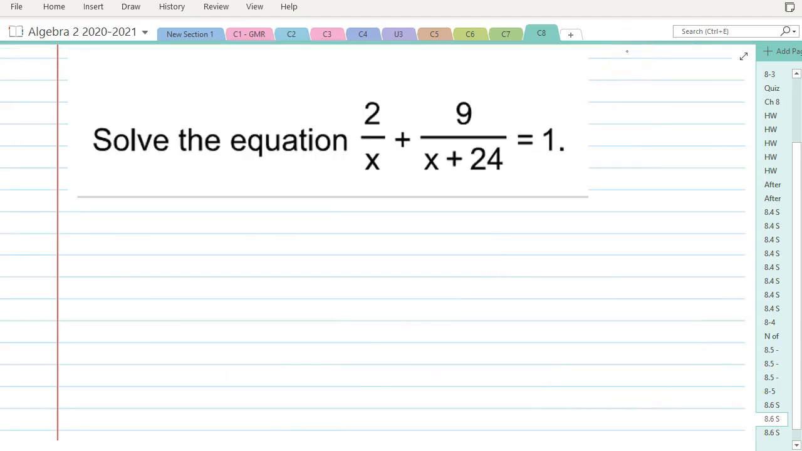The last problem here, I want to run through it really quickly. Pause the video, see if you can get it done on your own, and we'll come back together at the end.